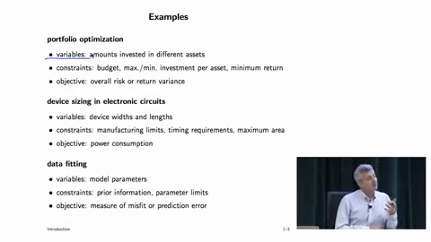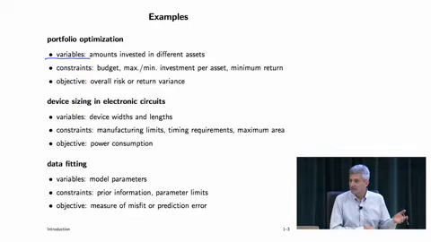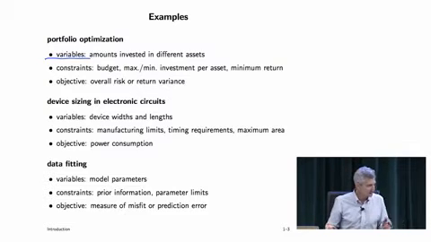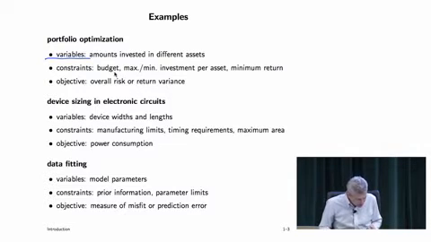And so you would talk about a vector x in this context as a portfolio vector or a portfolio allocation vector, right? That would mean how you allocate your budget across a portfolio, something like that. Well, the constraints would be things like this.